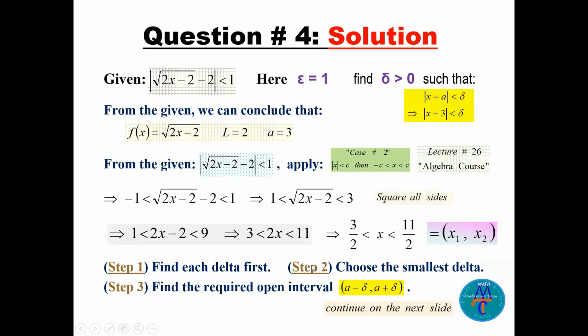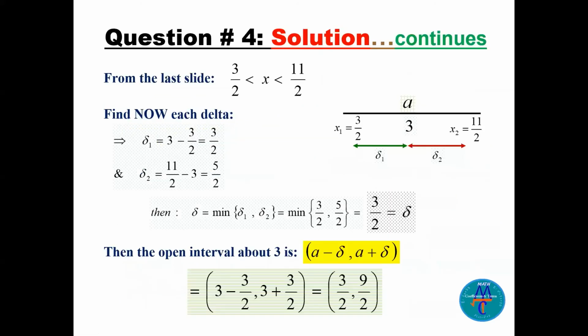So the 3 steps now: we find each delta, then we choose the smallest one, then we find the open interval around a. So delta 1 will be 3 minus 3 over 2, which is 3 over 2. And delta 2 will be 11 over 2 minus 3, which is 5 over 2. We choose delta as the minimum of these two values, which is 3 over 2. Then we find the open interval about 3, which is a minus delta, a plus delta. So it will be 3 minus 3 over 2, 3 plus 3 over 2. Just simplify the fractions, 3 over 2 to 9 over 2.